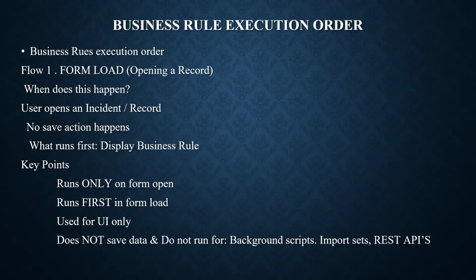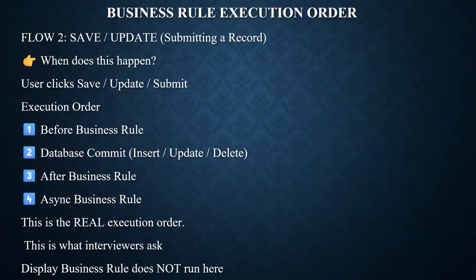I will explain with a practical scenario. The next scenario is flow 2. It applies while saving or updating. When does this happen? When the user clicks save, update or submit. Execution order includes before business rule, database commit, after business rule, async business rule. Please listen carefully because the interviewer will confuse you with his questions. If we understand the logic very well, we can answer easily without confusion.